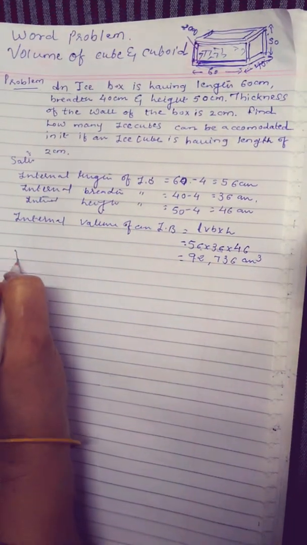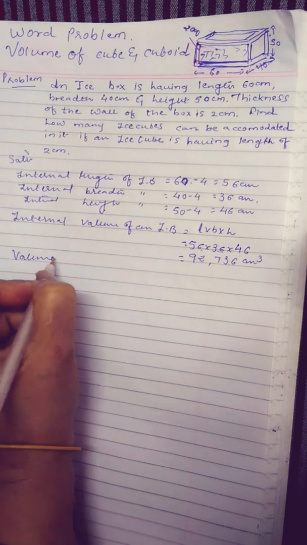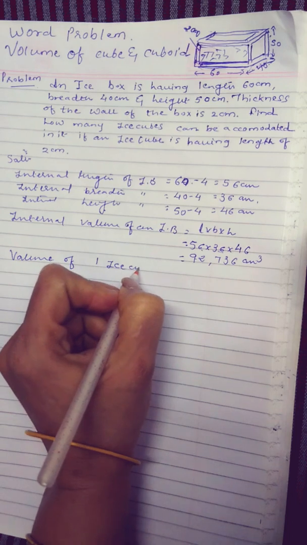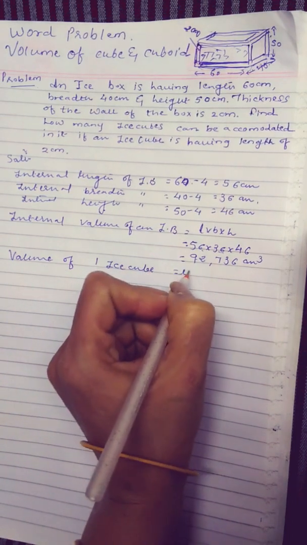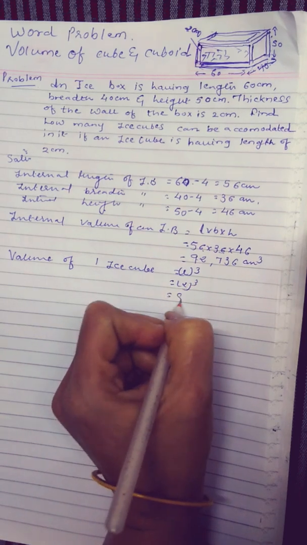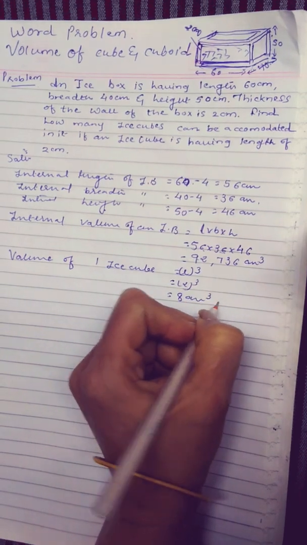Then find out the volume of one ice cube, which is equal to L cube. L cube is equal to 2 cube. 2 cube is 8. 8 centimeter cube is the volume.